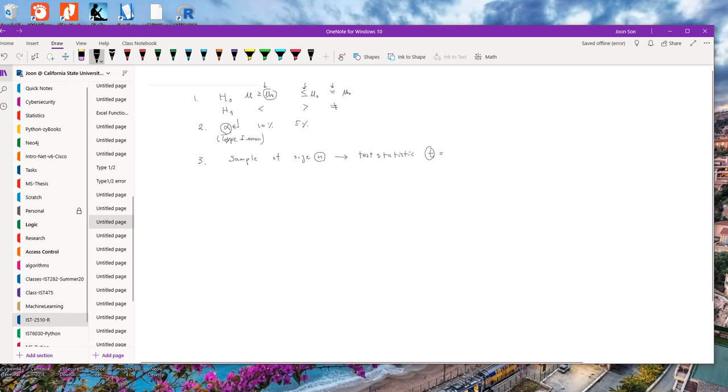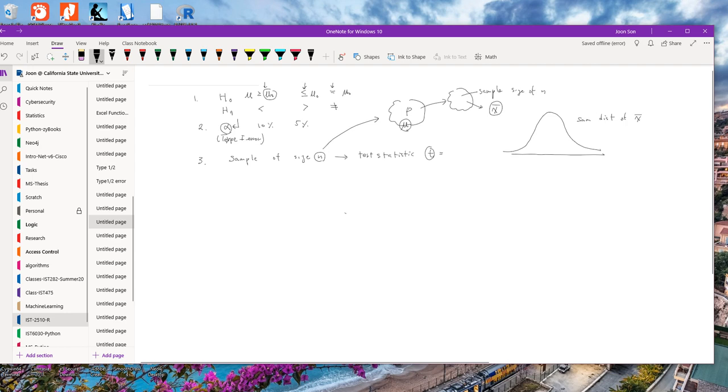Okay, so to calculate the test statistic from the sample, let's say you have a population, and the population has the mean mu. You get a sample of size n, and from this sample you can compute the sample mean. We know that this is a sampling distribution of the sample mean.